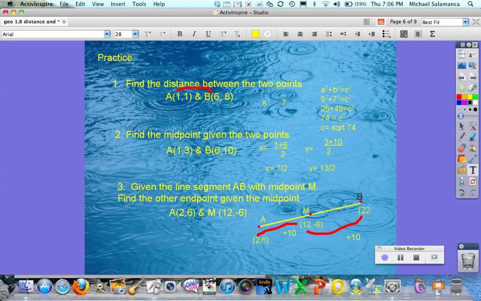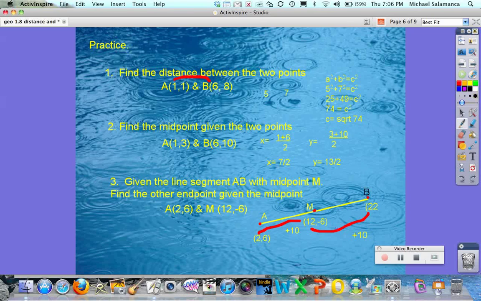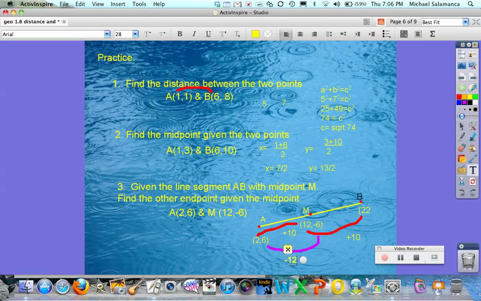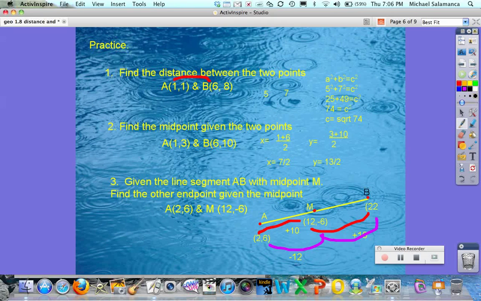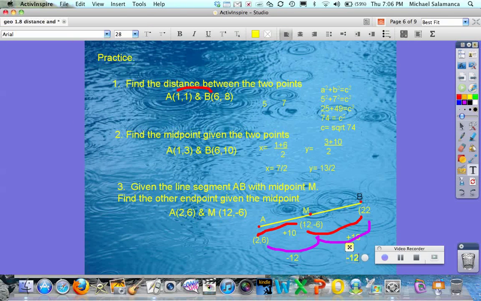For our y's, which we'll do in purple, to get from 6 to negative 6, we went down by 12. So again, to get from M to B, we'd also have to go down by 12. So negative 6 minus 12 is going to be negative 18. And that's going to give us our answer: 22 and negative 18 is the other point.